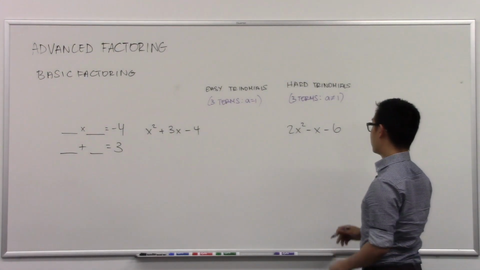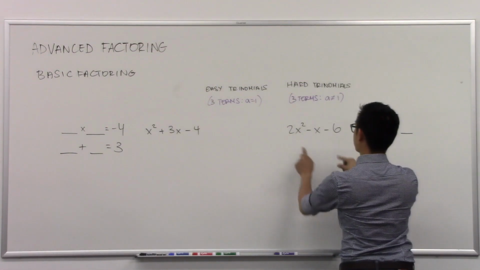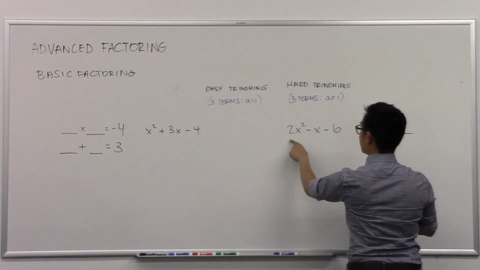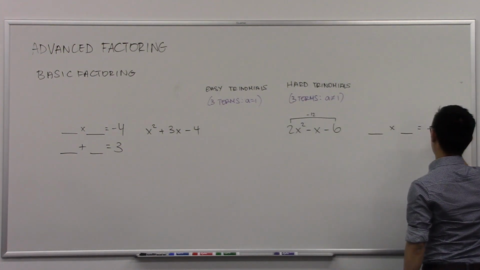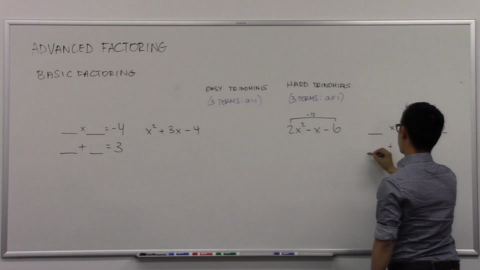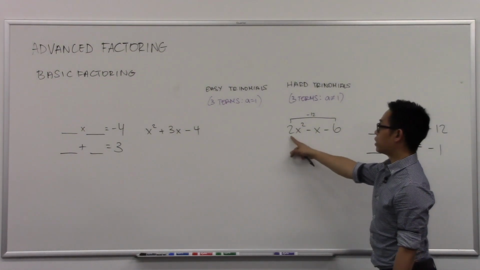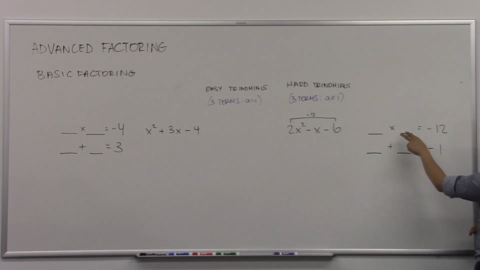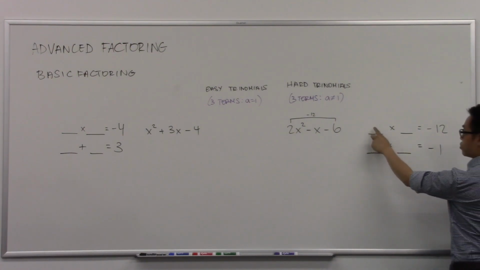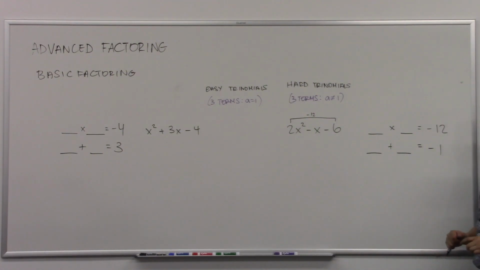But on a hard trinomial, you have to find 2 numbers that multiply to the product of these 2. So 2 times -6 is -12. You have to find 2 numbers that multiply to -12 and add to -1, still the middle number. So when there is a number out front, it is a hard trinomial. For your product, the 2 numbers have to multiply to these 2 multiplied, the product of 2 and -6.